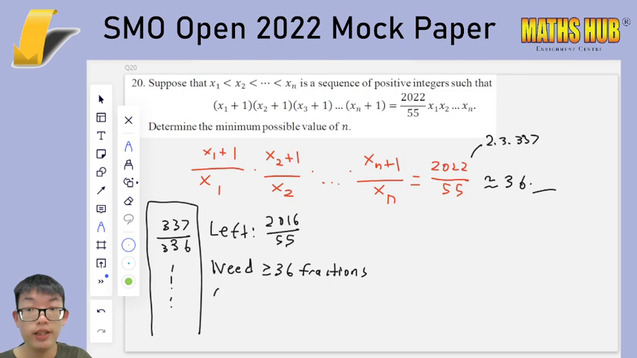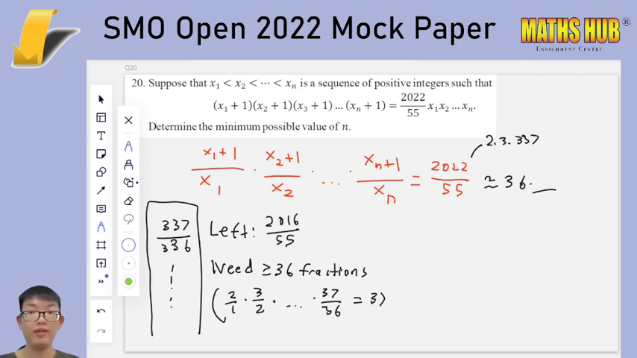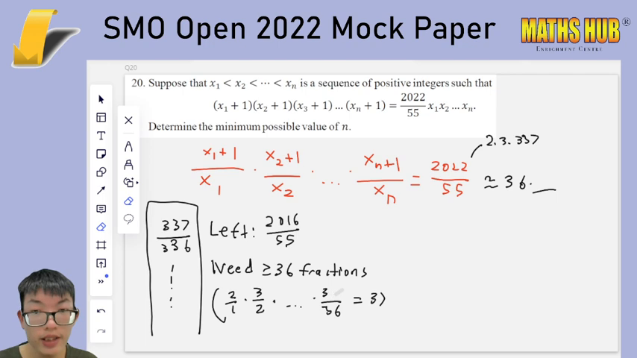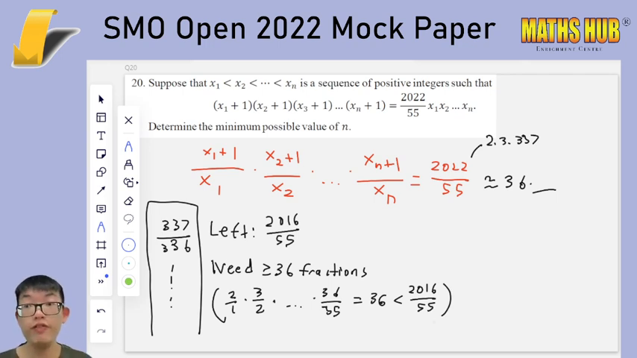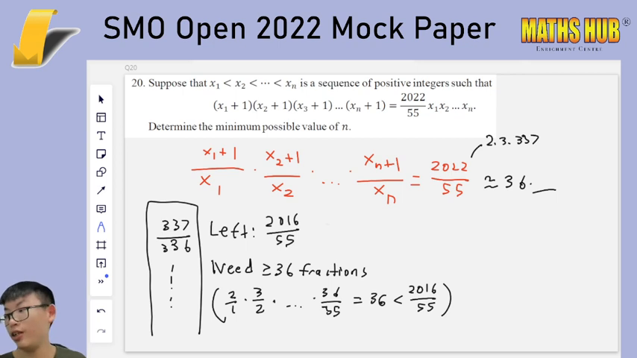Because the largest product would be just 2 over 1 times 3 over 2 all the way to 37 over 36, which is 37, right? This is the maximum I can go to. So I need at least 36 fractions. If I do 35 fractions, I'm not going to have enough. So maybe a better way to write this is to say that 35 fractions is not enough. And can we do it with 36 fractions? The answer is yes. As long as we satisfy the 55, because 2016 has a lot of nice small factors, we just need to satisfy 55.